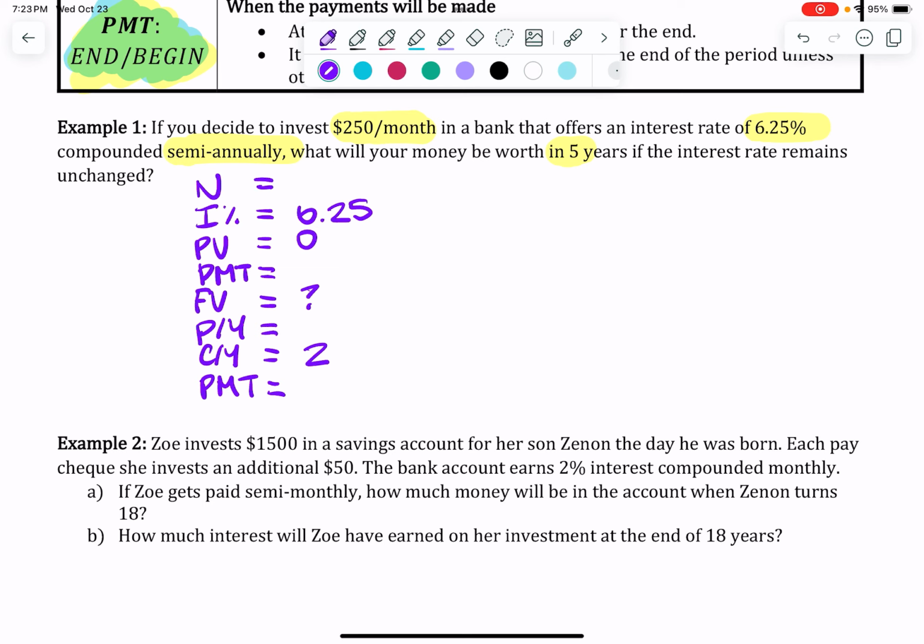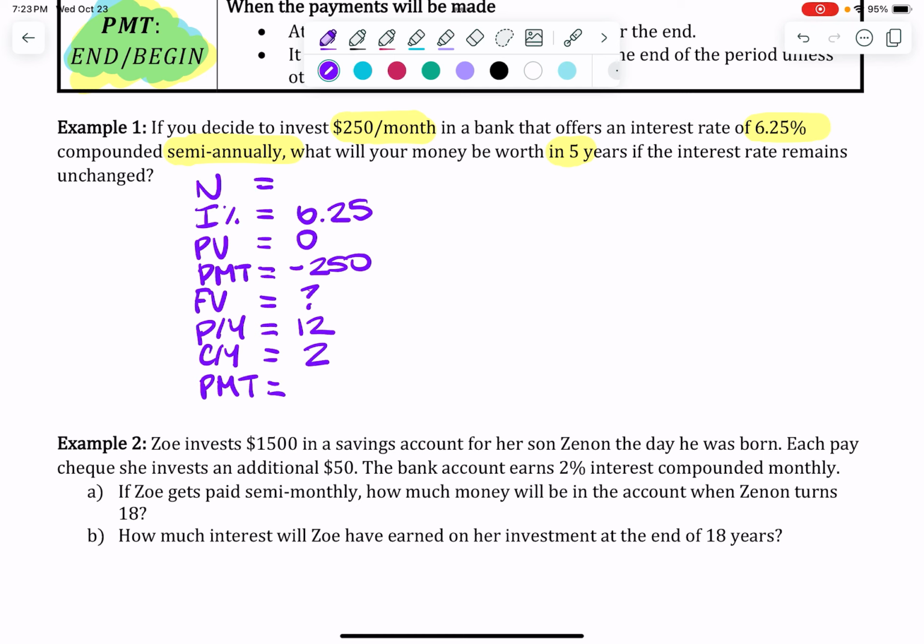That $250 is negative because it's leaving my wallet and going into the account, but it goes into PMT because it's happening over and over again. If it was $250 once and never again, then fine, it could go in PV. But because it's happening every month, it's a PMT, it is a payment. It is happening every month, so payments per year is 12.